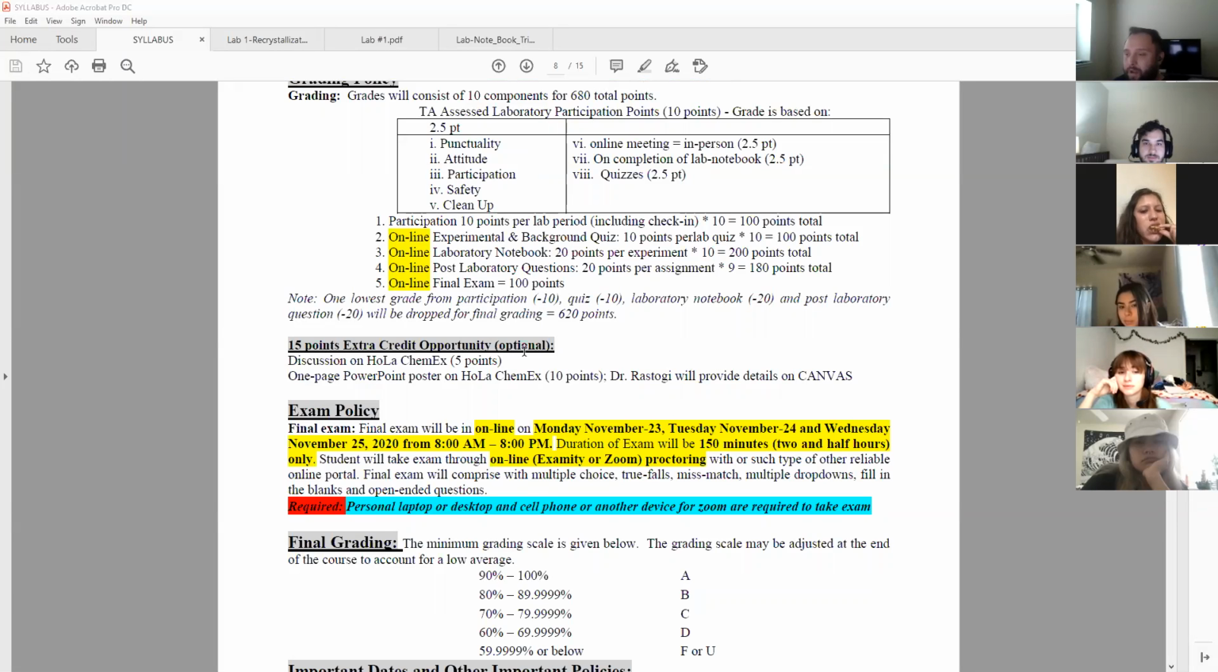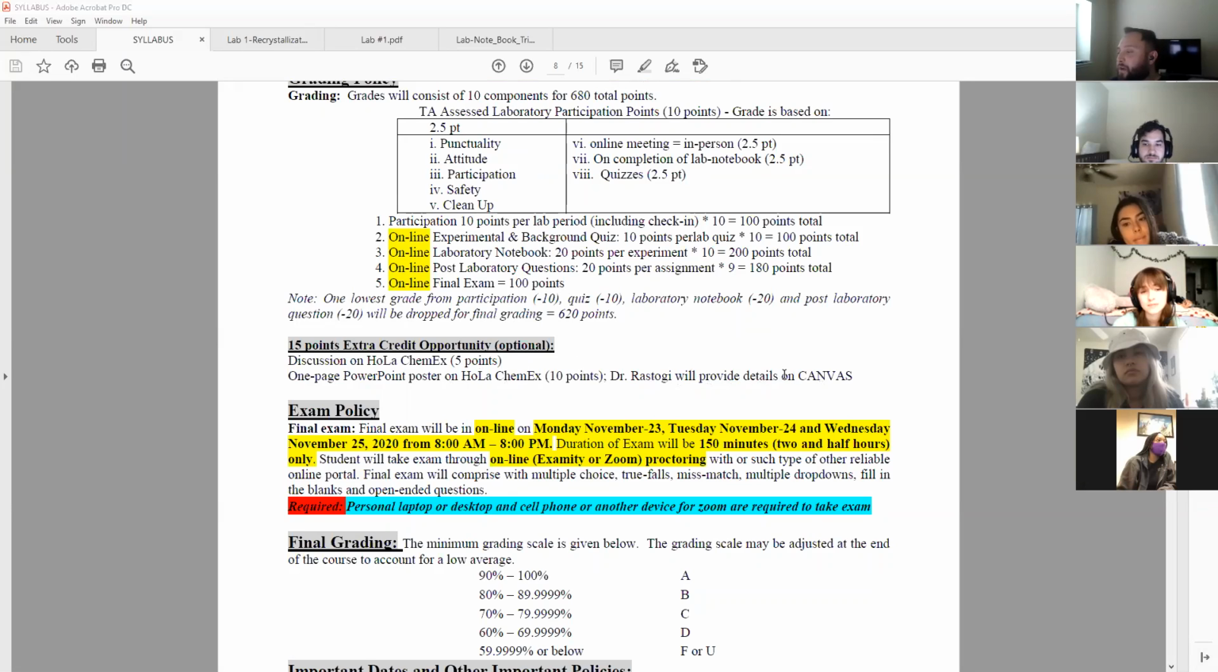And then there's this extra credit opportunity. I haven't talked about that with Dr. Rastogi. He hasn't talked about that with us, so I really don't know a whole lot about it, but if you guys want, I can ask him, or y'all can email him. It says he'll provide some details on it. I don't know if anyone's looked at it. Has anyone looked at it? No? Okay. I didn't think so.